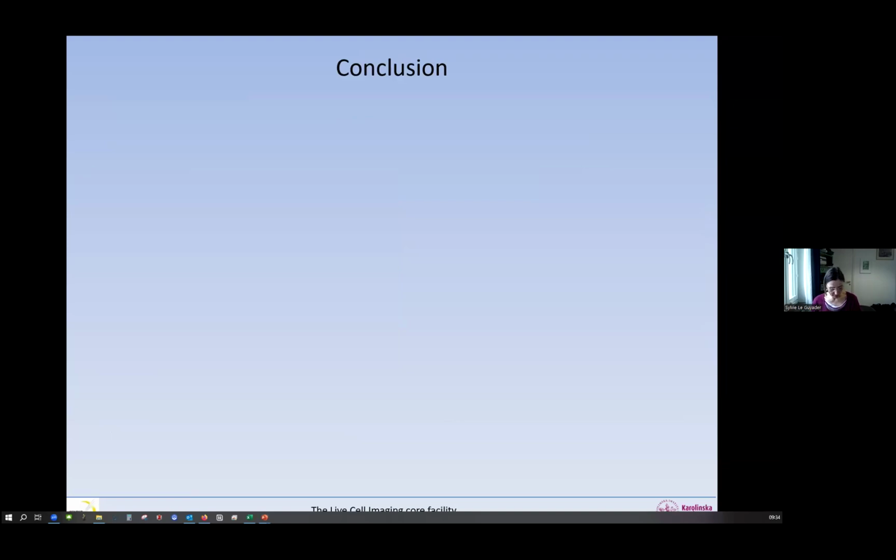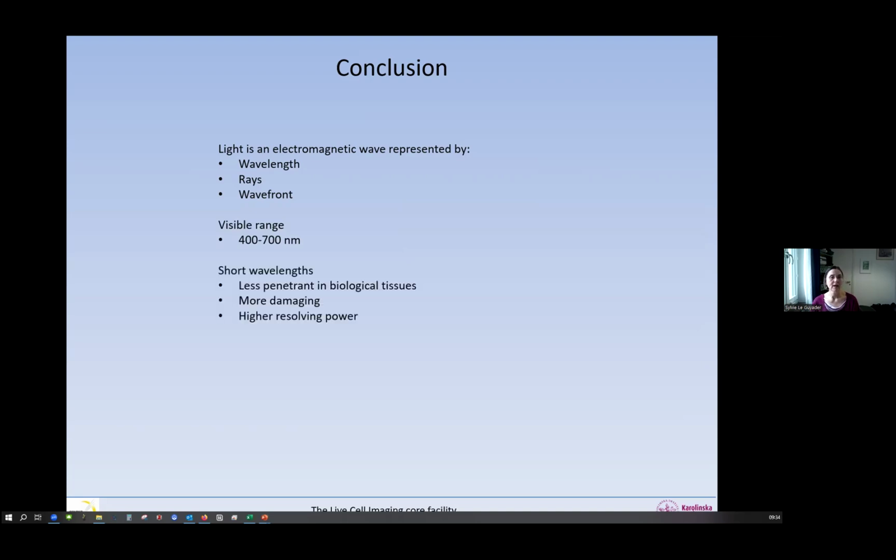This was a very simple introduction to light and how it works, and there are consequences for us, for light microscopists. So light is an electromagnetic wave. It's represented by its wavelength, its rays, or the wavefront. And the visible range is between 400 and 700 nanometers. The short wavelengths are less penetrant in biological tissues. They get blocked very quickly. They are more damaging, very energetic, but they have a higher resolving power, whereas the longer wavelengths have the opposite.